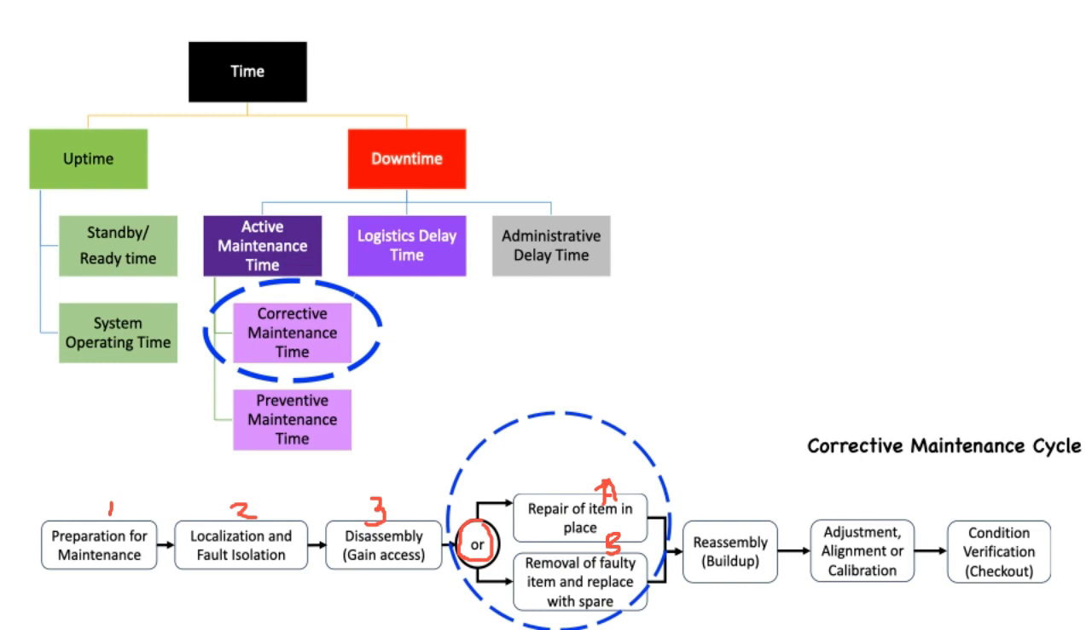We reassemble, the fifth step. Build up, and adjustment, alignment, or calibration, what is needed for the correction of the main defect, and then we end up, in the seventh step, with verification checkout. As you see here, the important point is the decision point: either we repair the item in place or we remove the faulty one and replace it with the spare one. This is the important point.